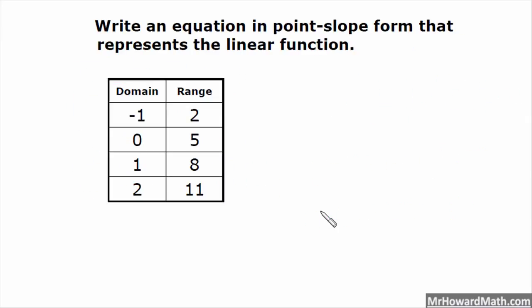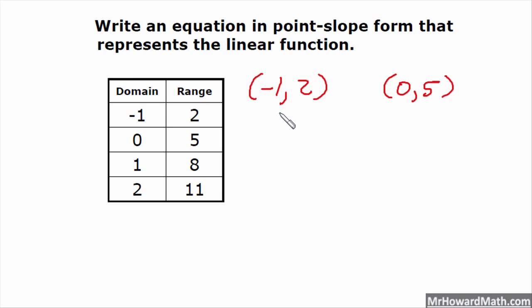Write an equation in point-slope form that represents the linear function. Okay, all they're giving us is a set of x's, domain, set of y's, range. So just a series of ordered pairs. So I'm going to choose to take these 2 points out. I could take any of the points I wanted. I'm choosing those 2. So those 2 points would be negative 1, 2 and 0, 5.